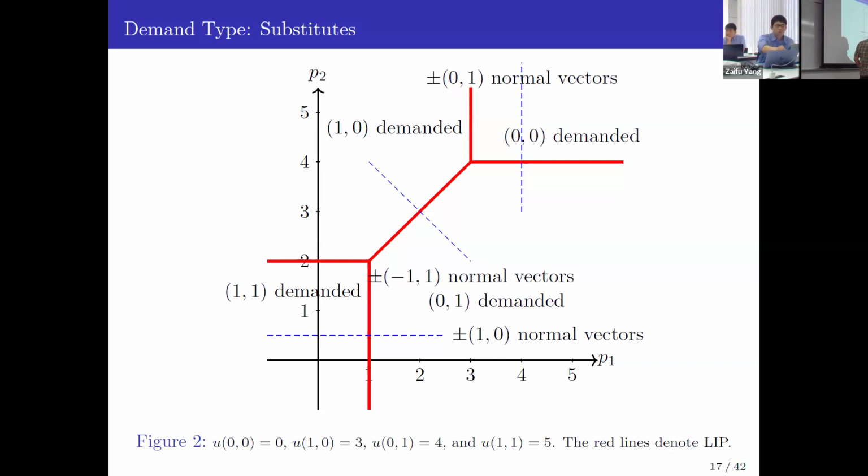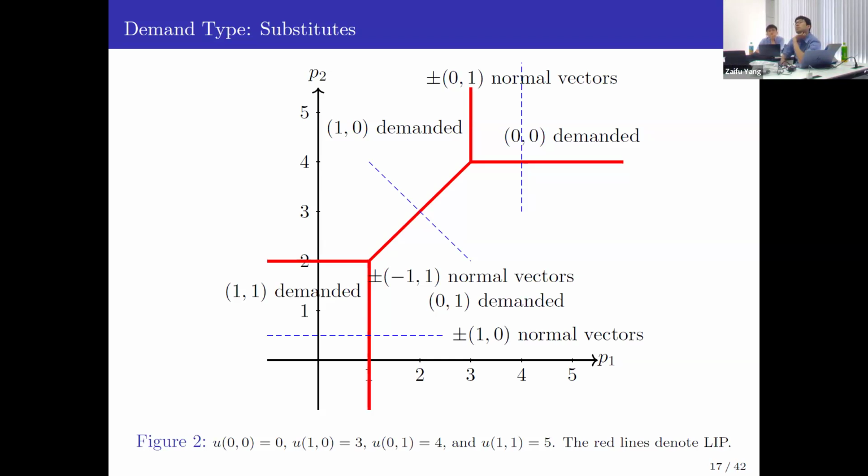So what is it called? This actually is a linear piece, and Baldwin and Klemperer also call them facets. Now, what is the demand type? Demand type is just the normal vectors. This one, the normal vector, is perpendicular to this facet, this blue dash line, right? And this blue dash line is the same as this one, so I don't repeat it. So then we take the union.